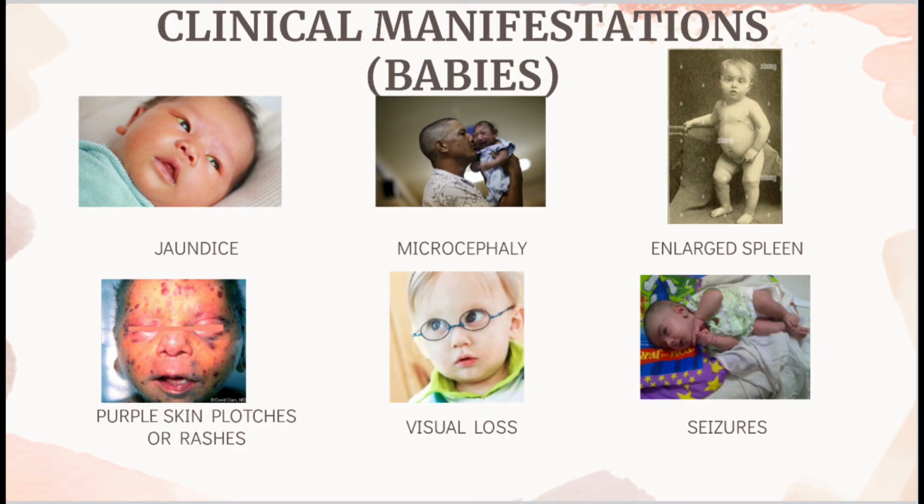Clinical manifestations of cytomegalovirus. In babies, congenital CMV occurs wherein a pregnant mother that has an active cytomegalovirus passes on the virus to the unborn child. The manifestations are jaundice, yellowing of the skin or whites of the eyes; microcephaly, where a baby's head is smaller than expected when compared to babies of the same sex and age; enlarged spleen, purple skin or blotches, visual loss, and seizures.